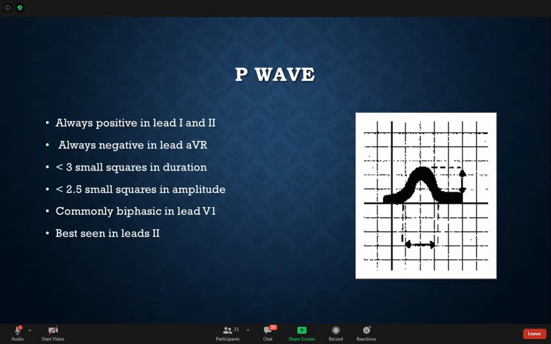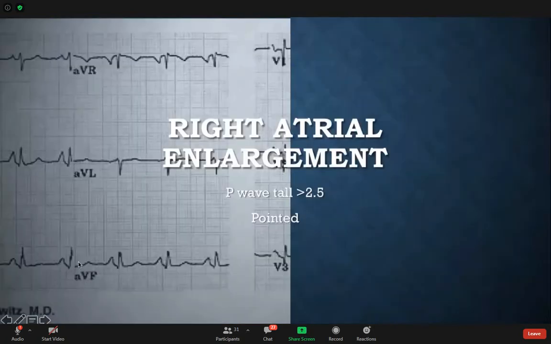I'm sure their duration and amplitude, you need to remember a little bit these numbers, and I'm going to explain later. So best seen in lead 2. The pathology in the P waves is that you may have P pulmonale or atrial enlargement. You see it peaked, a P wave which is more than 2.5 in length. So this is very important.